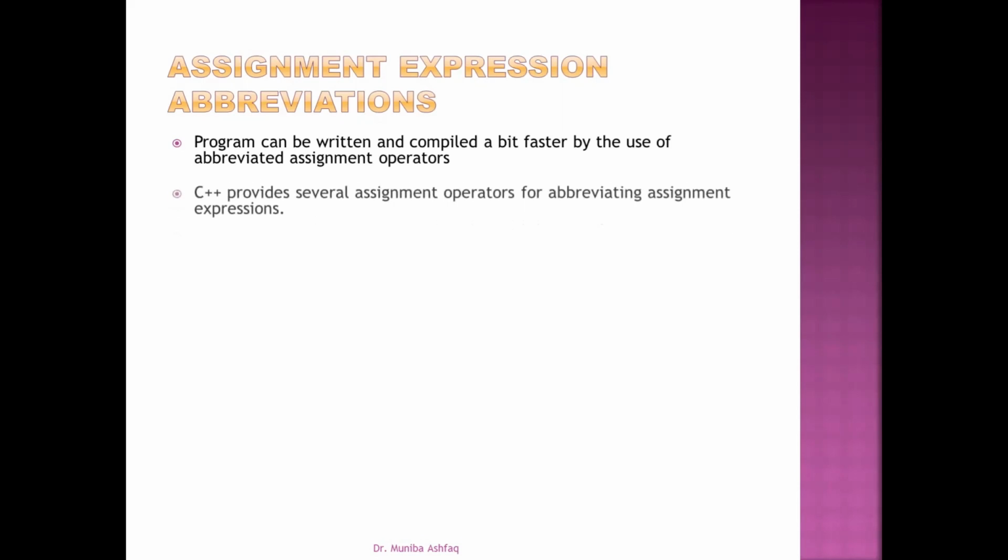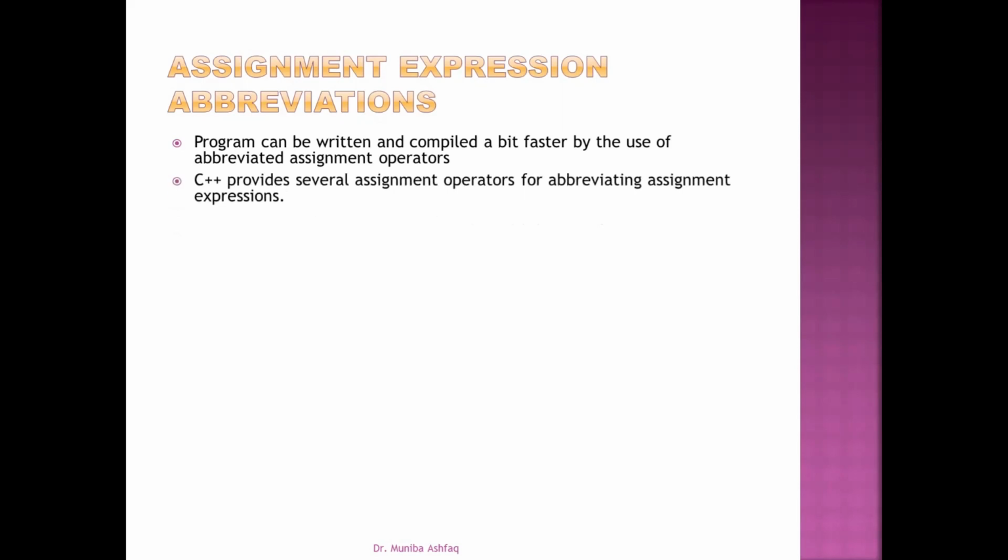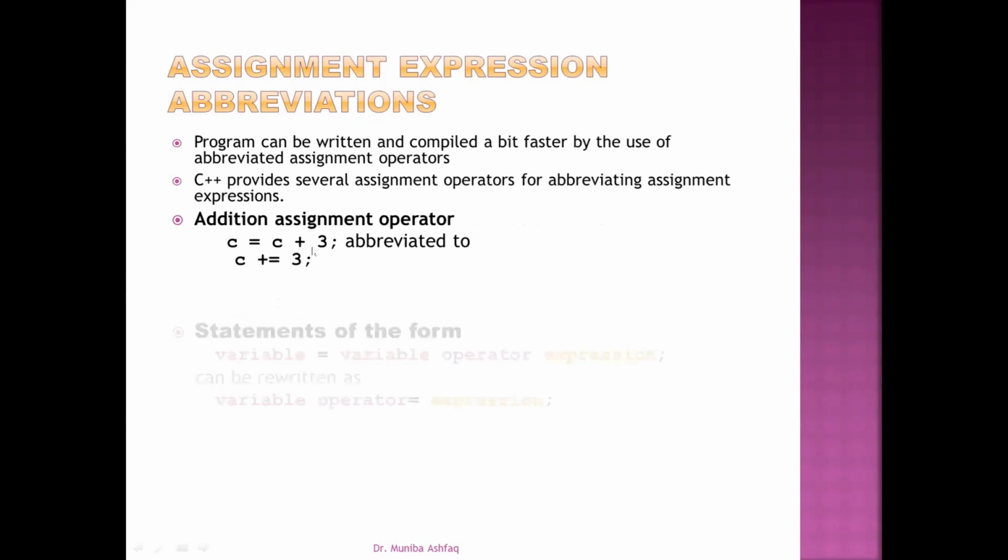Assignment expression abbreviation. A program can be written and compiled a bit faster by the use of abbreviated assignment operators. C++ provides several assignment operators for abbreviating assignment expressions. Addition assignment operator: you can see that c = c + 3 is abbreviated to c += 3. So you can simply write this type of arithmetic expression in the form of c += 3, which is a compact form, and it's a little bit faster than this.